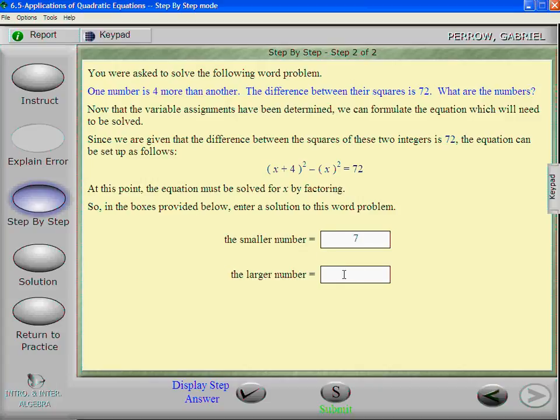The larger number is 10. Nope, sorry, actually 4 more, right? Thinking of the previous problem. 4 more than the smaller number is 11.